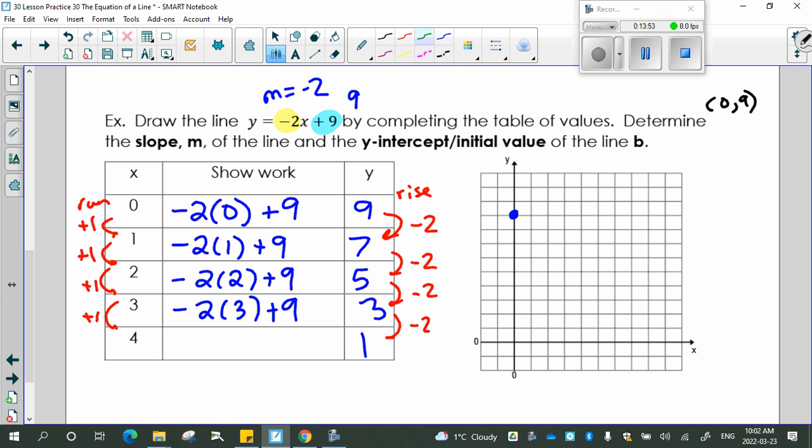The second point we're drawing is when x is 1, y is 7. 1, 7. Josh, tell me how to get to 1, 7. Up 7. 1, 2, 3, 4, 5, 6, 7. Perfect. Our next one, when x is 2, y is 5. Kyla, tell me how to get to 2, 5.